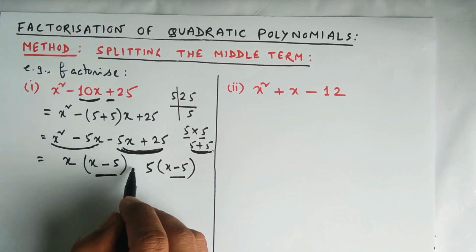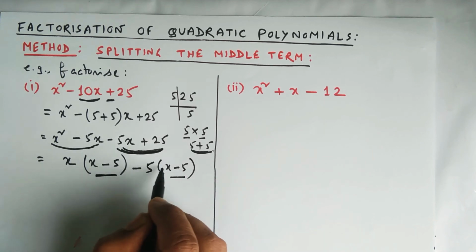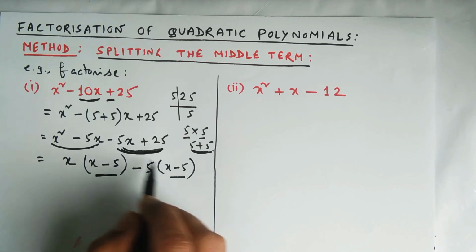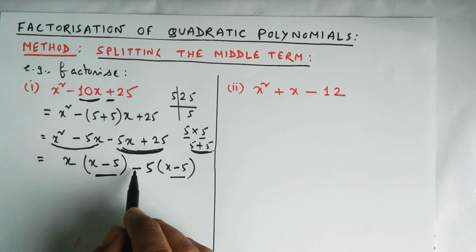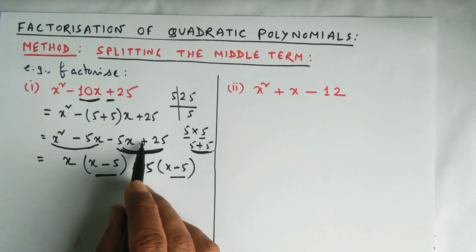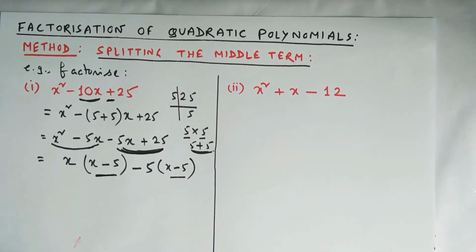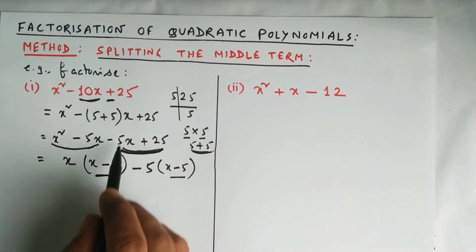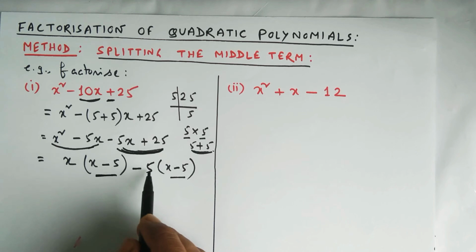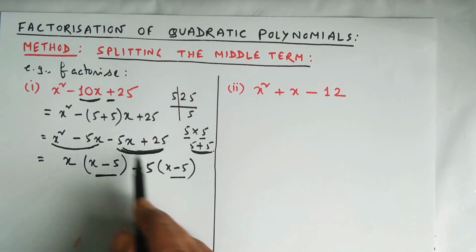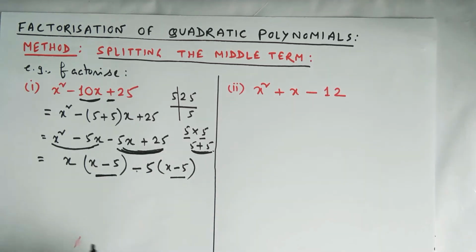So if I put minus plus minus 5 into x, 5x, correct? Then again minus minus plus, 5 5s are 25. After taking minus 5 from here, we got this term, correct. Once again I am showing: minus plus minus 5 into x, 5x; minus minus plus, 5 5s are 25.